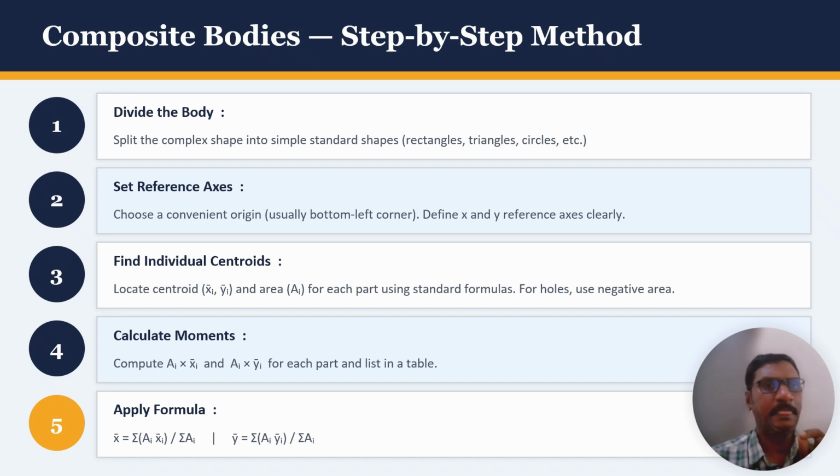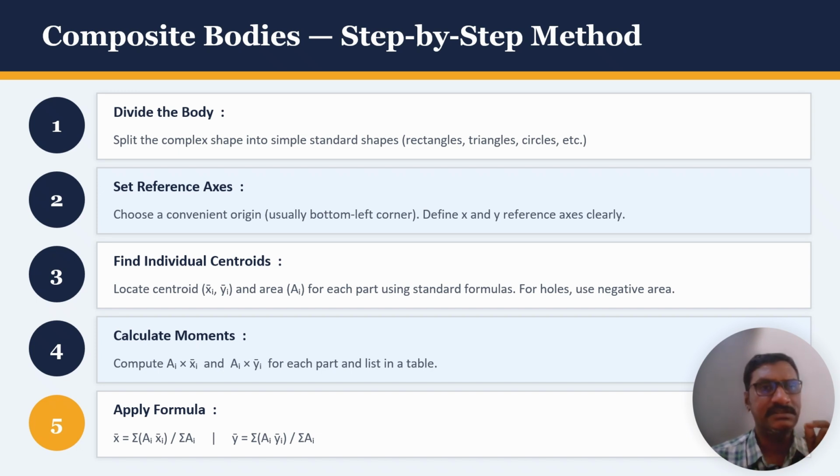Come to the next step, establish a reference coordinate system. Choose your reference origin carefully. This is the point from which you will measure all xy distances. The most common choice is the bottom left corner of the overall bounding rectangle. Sometimes it is more convenient to choose the centroidal axis of one of the parts or the axis of symmetry of the composite shape. Whatever you choose, be consistent.